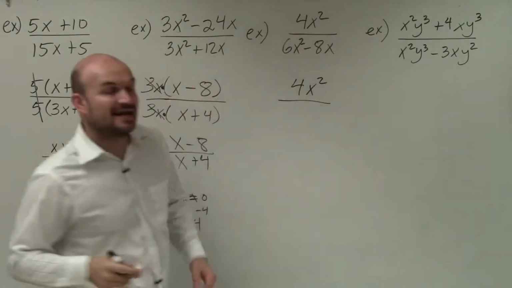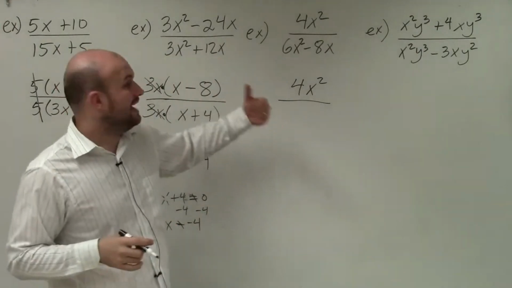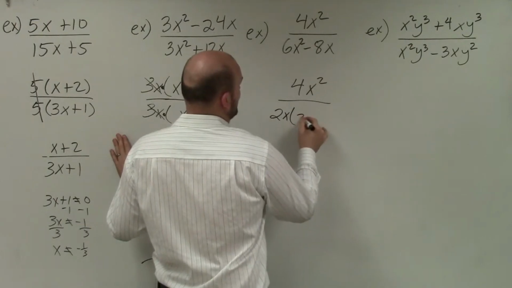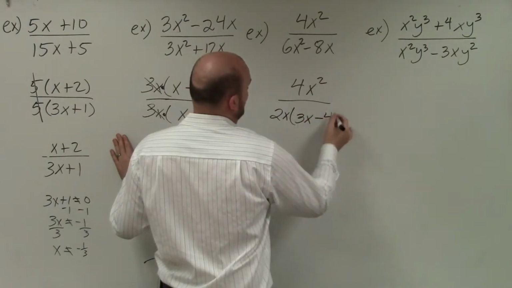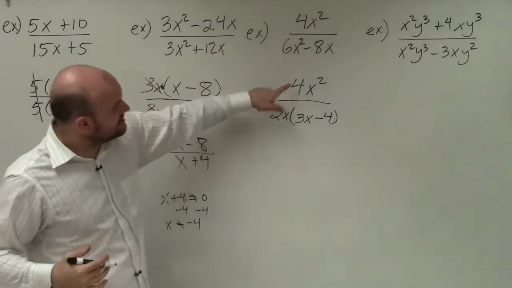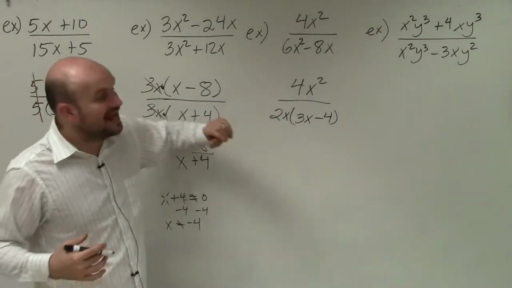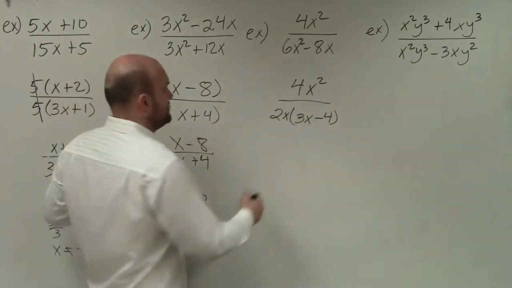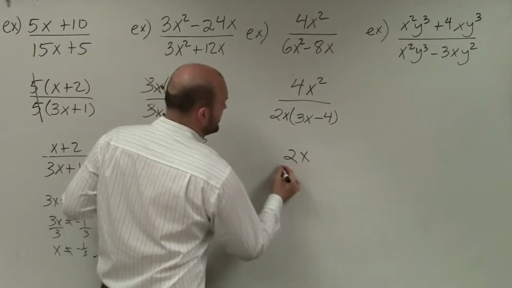However, in my denominator, I can see that they both share a 2 and an x. So when I factor out a 2x, I am left with a 3x minus 4. And now we can see that I can divide out the 4 and the 2. And by using the rules of exponents, I can divide x squared over x, which is just going to leave me with a 2x in my numerator.